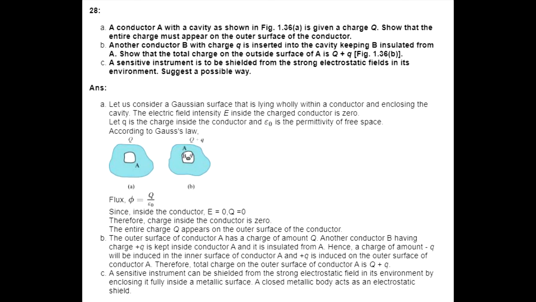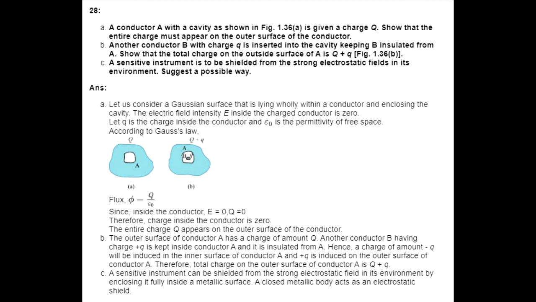Question 28. Conductor A with a cavity as shown in the figure is given a charge Q. A: Show that the entire charge must appear on the outer surface of the conductor. B: Another conductor B with charge small q is inserted into the cavity, keeping B insulated from A. Show that the total charge on the outer surface of A is capital Q plus small q. And C: A sensitive instrument is to be shielded from the strong electrostatic field in its environment. Suggest a possible way.